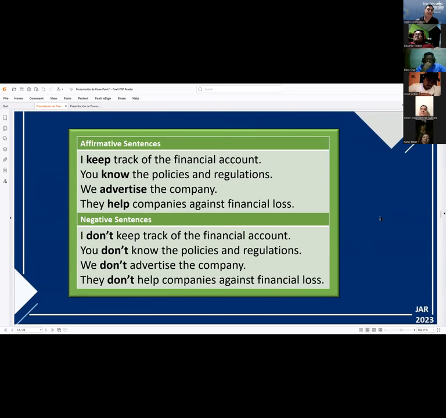Okay. Affirmative sentences. I keep track of the financial account. I keep track. Llevo cuenta. I keep track of the financial account. You know the policies and regulations. Policies, políticas. Regulations, reglas. So you know the policies and regulations.